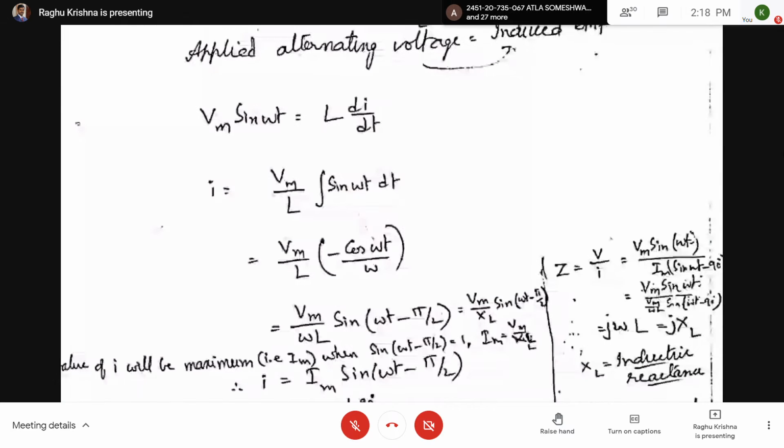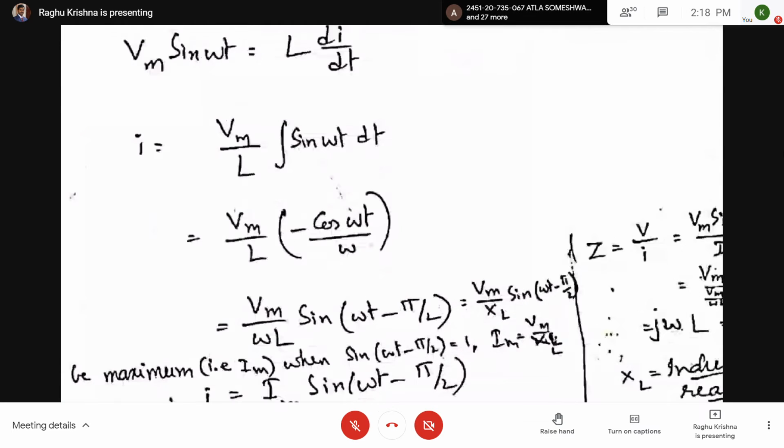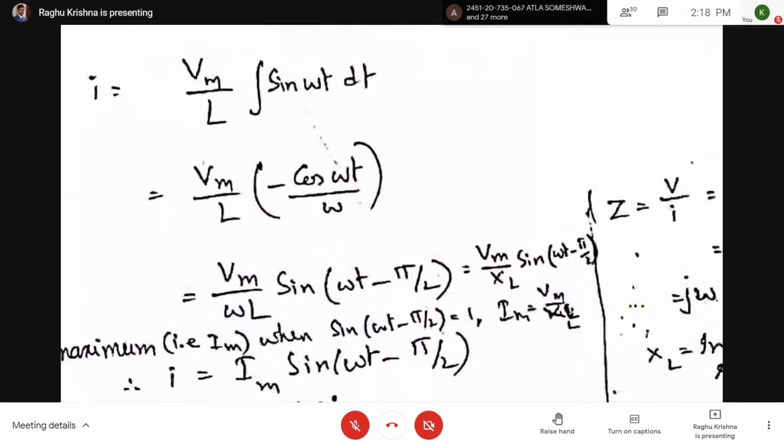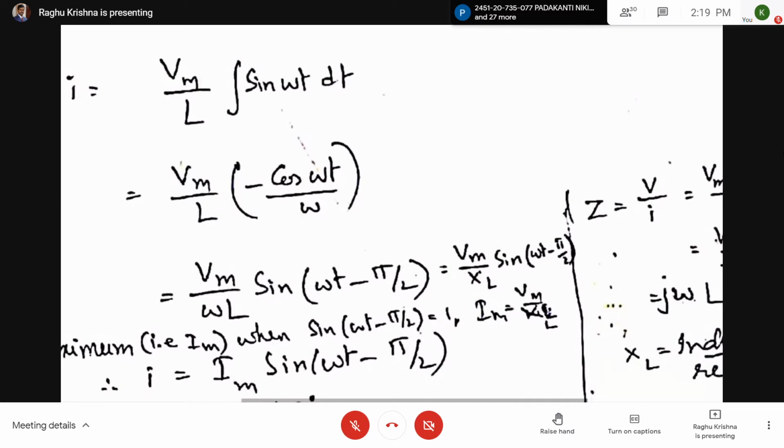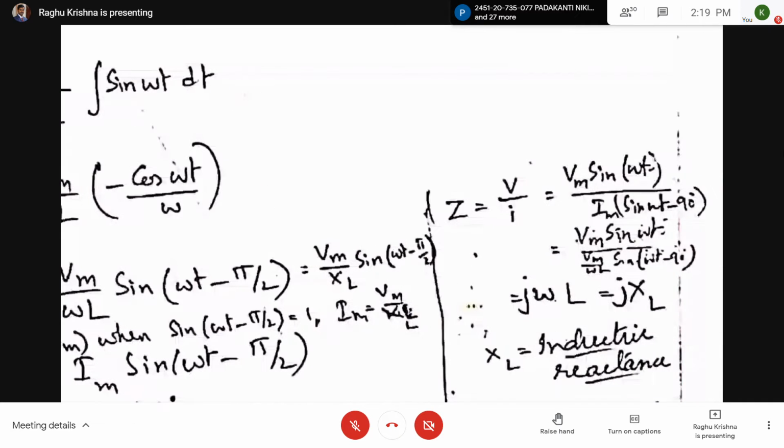So here you can see, I substituted omega L equal to XL. XL is called the inductive reactance. So Z equals V by I. What is Z? Z is the impedance. In AC circuits, we are going to have impedance, whereas in DC circuits, we are going to have only resistance.